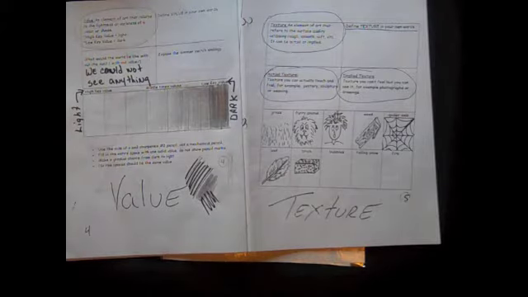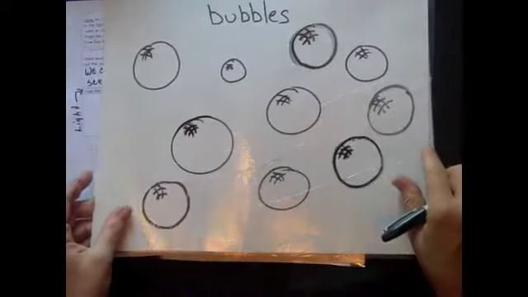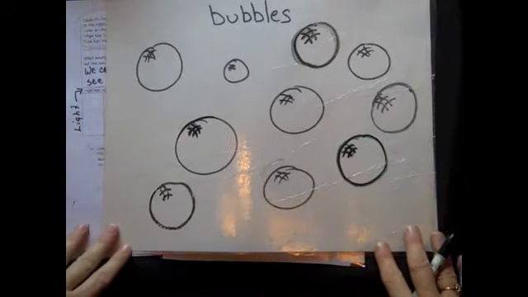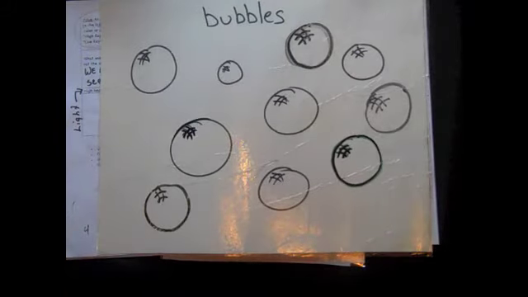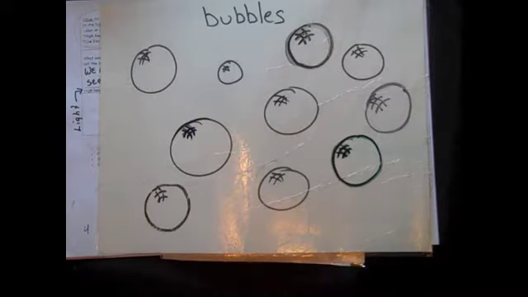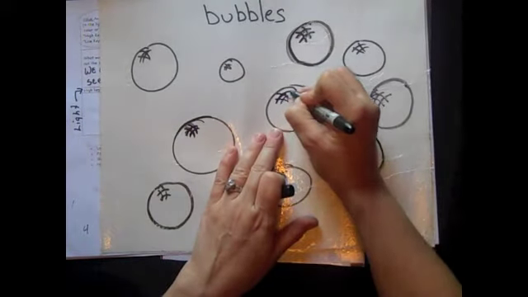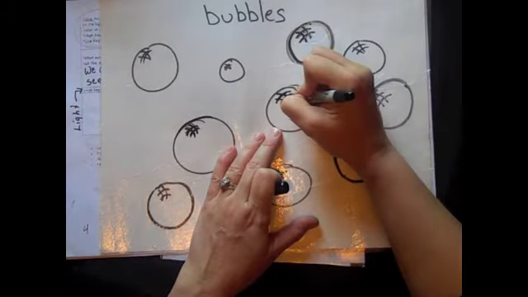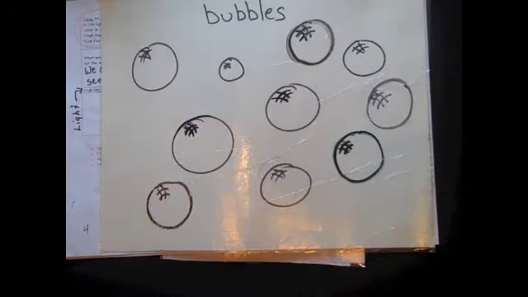Next we have bubbles. Now notice on the bubbles that they are circles, but they have the illusion of a reflection. The illusion of the reflection comes from these parallel curved lines, then these parallel curved lines become parallel and perpendicular.